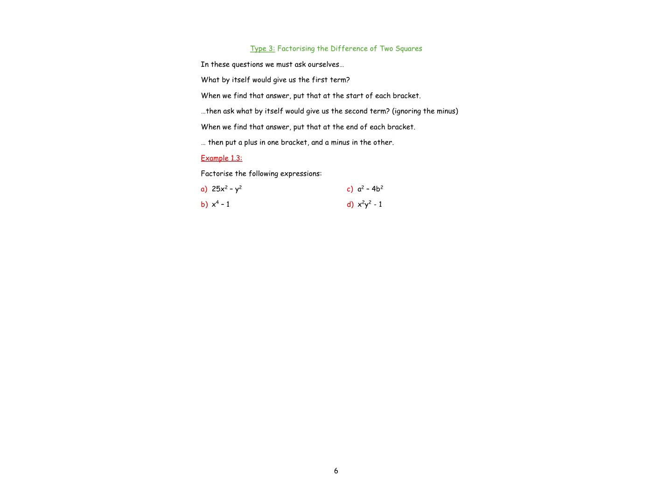In these questions we must ask ourselves what by itself would give us the first term. When we find that answer we put it in the start of each bracket. Then ask what by itself would give us the second term, ignoring the minus, and when we find the answer put that at the end of each bracket. Then put a plus in one bracket and a minus in the other. The best way of describing this is by going through a few examples.